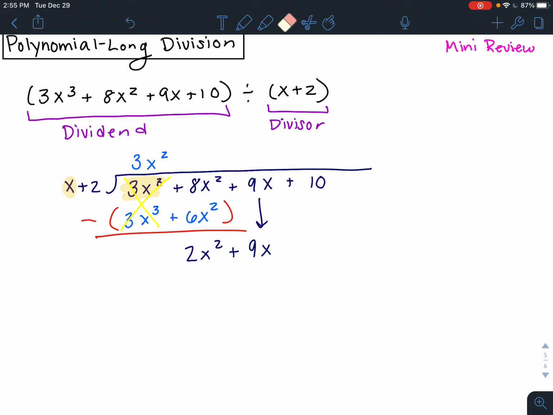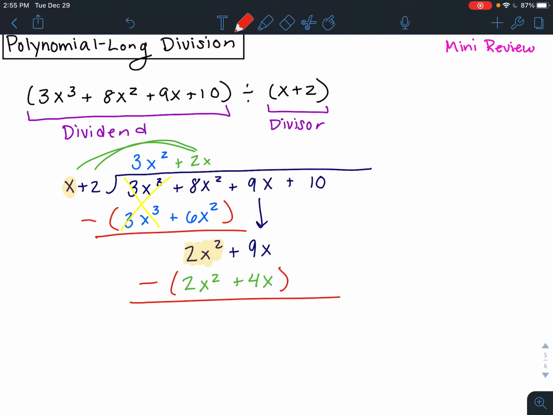Then we repeat that process. Now I want to make x into 2x squared. In order to do that, I would need to multiply x by a positive 2x. I'm going to take that positive 2x and distribute it through my divisor to get 2x squared plus 4x. Then I'm going to subtract that whole quantity down. 2x squared minus 2x squared cancels, and then 9x minus 4x gives me 5x left over. Then I'm going to drop down my 10.